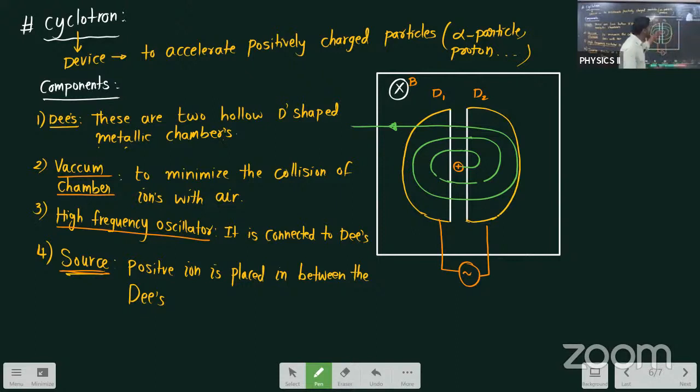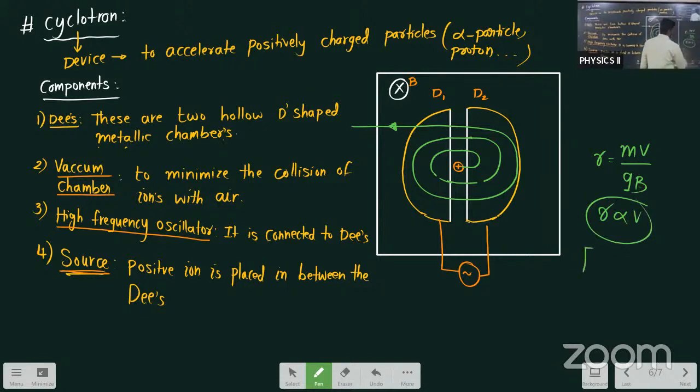Once it enters inside the D, what is there inside the D? There is a magnetic field. So whenever a charge is left inside a magnetic field, it will start to make a circular motion. Actually, it will make a helix motion, but here we are considering the particle as making a circular motion. Once it enters the D, its velocity increases, so its radius will also increase. What is the relation between radius and velocity? We know that R is equal to mv divided by qB. So here the radius is directly proportional to the velocity of that particle.